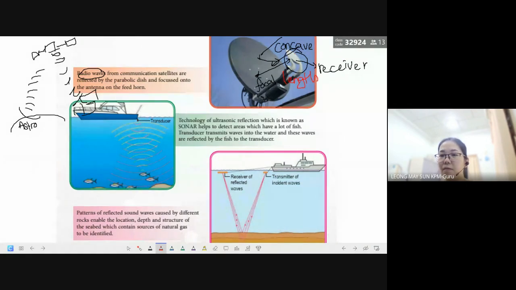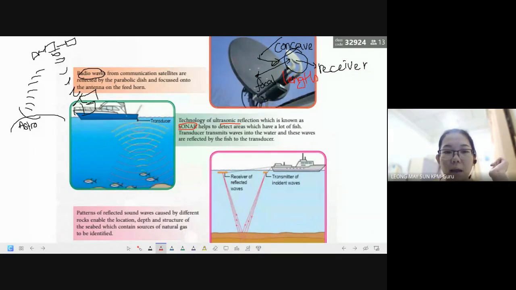All right, the receiver is actually located at the focal length of this particular satellite dish. The satellite dish's main purpose is actually to reflect the wave only. Okay, so then after that, what other applications? This is actually the radar. All right, this is for ultrasonic reflection as well, known as the sonar.